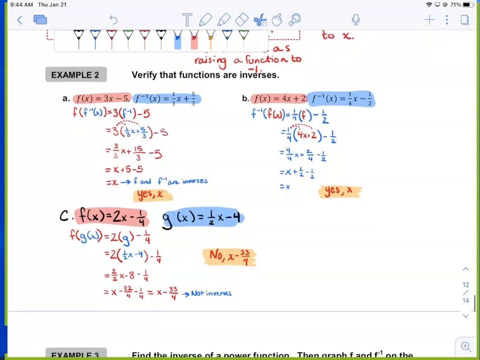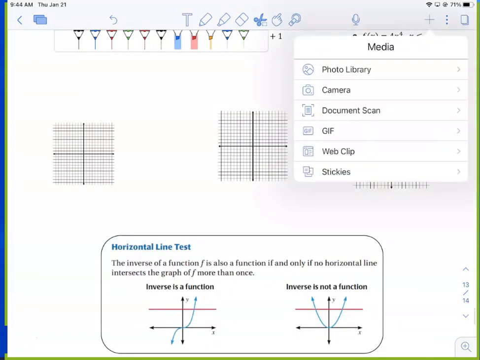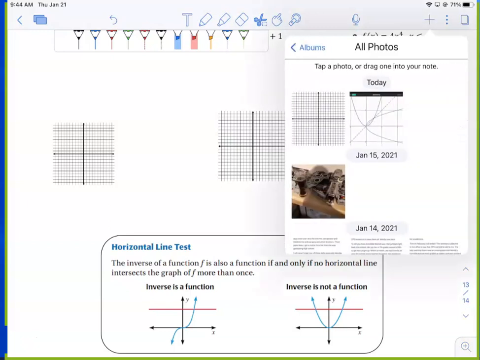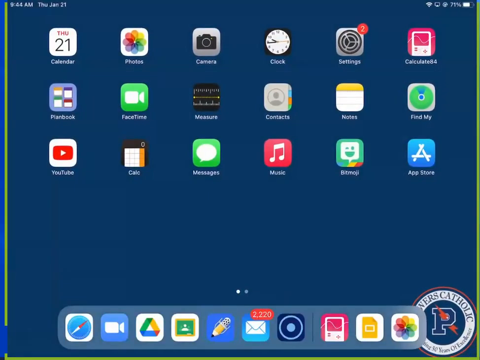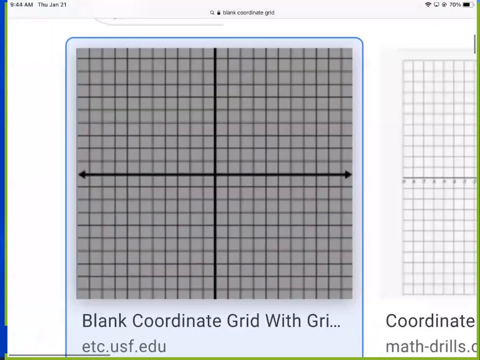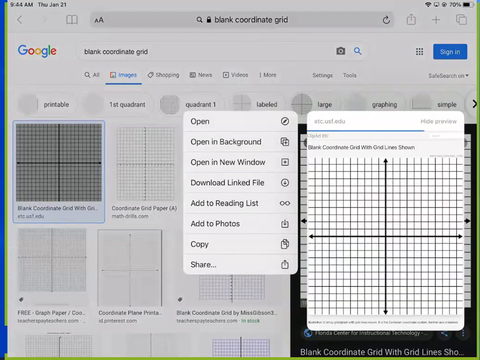Once it's in your photos, hit a plus. And then look it up. You just look it up. If your AirDrop's not on, go to Safari, and I just search link coordinate grid. And then usually this first one's nice. You just hold down your finger on it and hit add to photos.